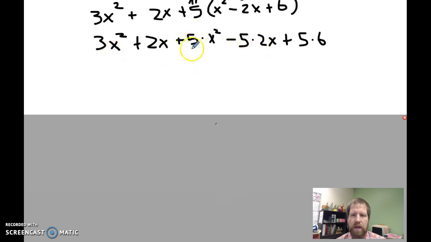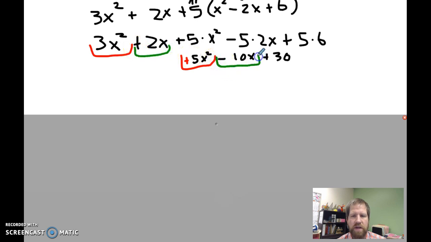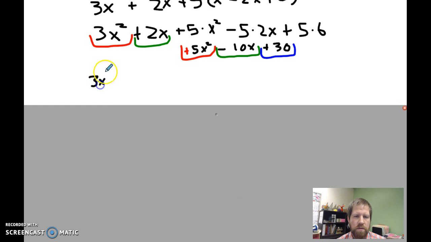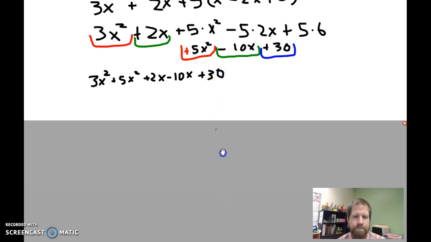Then we can do our multiplication and combine our like terms. So this is going to be 5x squared minus 10x plus 5 times 6, or 30. And here I'm going to find my like terms: the x squared terms, then my x terms, negative 10x, and then my non-variable constants. Rewrite 3x squared plus 5x squared plus 2x minus 10x plus 30.